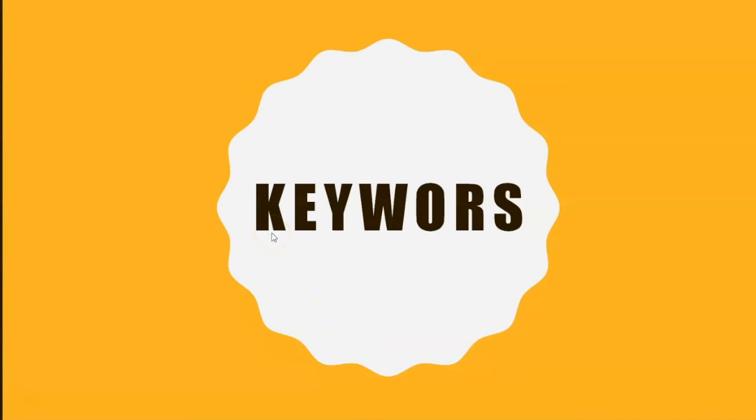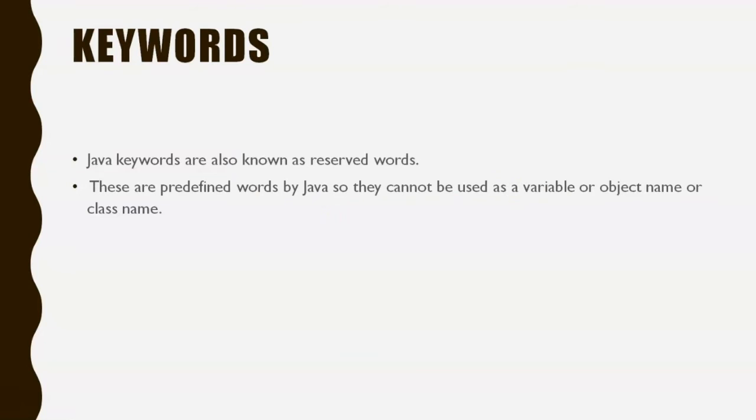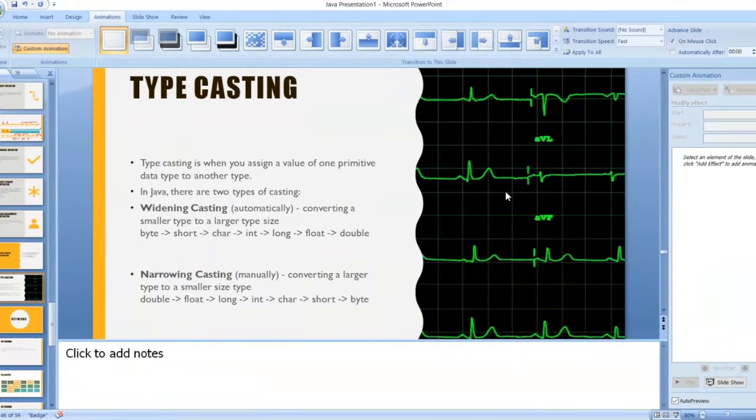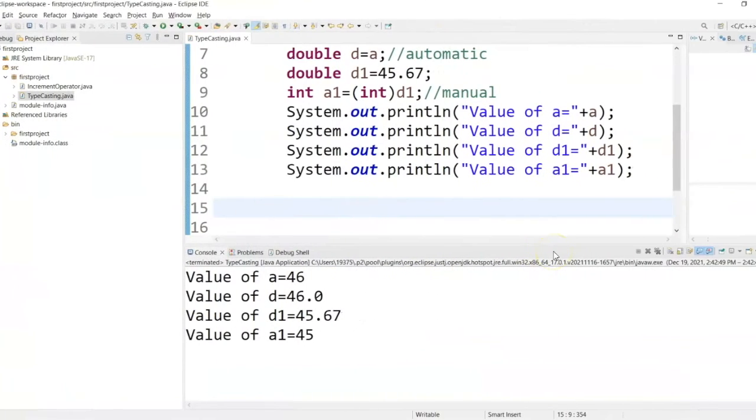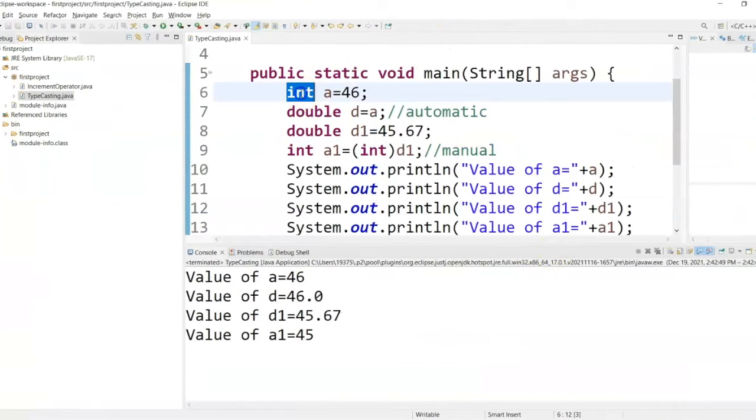Next, let's understand keywords. Keywords are nothing but special words in Java. That means they have some special meaning. So here I'll say int is a keyword. Whenever you want to use integers, you use int. I cannot say number like this because there is no program written for number.